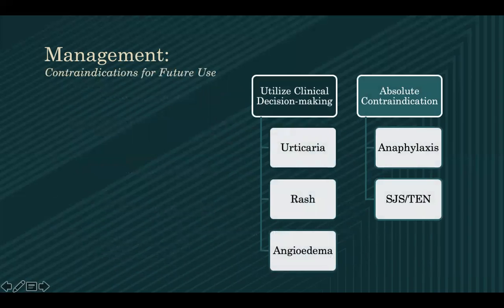A past history of anaphylaxis, SJS, or TEN is an absolute contraindication for future use of that offending drug. But if a patient experienced urticaria, rash, or mild angioedema, clinical decision-making should then be utilized to determine if the treatment is appropriate to use again or if perhaps an alternative would be beneficial.